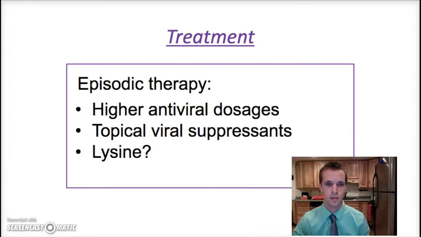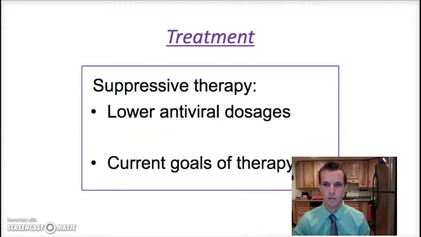Suppressive therapy for the disease includes lower dosages of antivirals once or twice per day. The whole goal of these drug treatments is to prevent morbidity and other complications of the disease. Hopefully in the future we will be able to destroy the virus instead of just treating it and suppressing it temporarily.